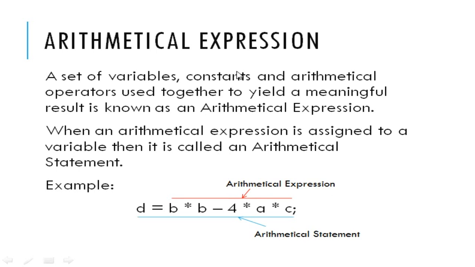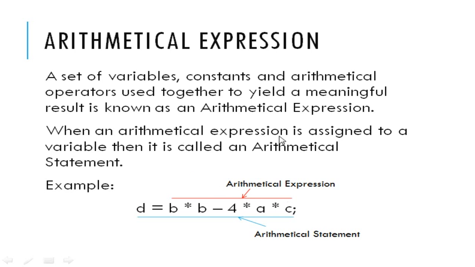Now we are going to see some of the expressions. A set of variables, constants and arithmetical operators used together to yield a meaningful result is known as an arithmetic expression. So you can see an expression here, b into b minus 4 into a into c. This part, the right hand side part after the equal to sign, you call it an arithmetic expression.